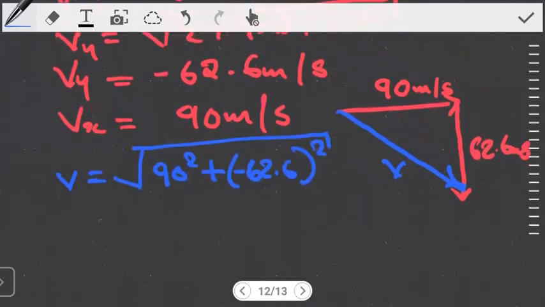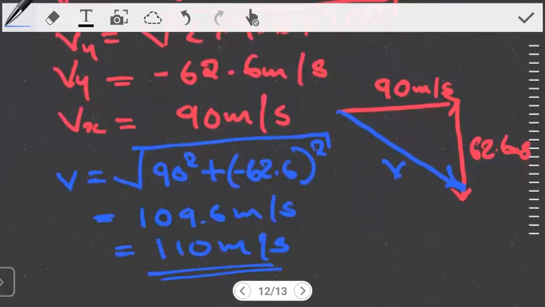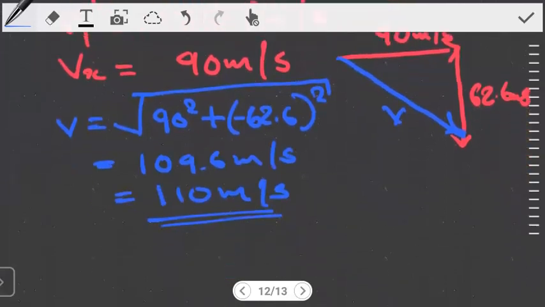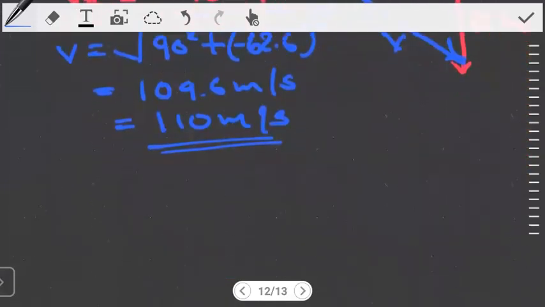If we work this one out, we're going to get V as 109.6 meters per second, but this is just 110 meters per second. So this becomes the velocity it actually hits the ground with. But this is using linear motion. You saw how we had to do that. We had to first get the final velocity in the y-axis. After that, we had to use Pythagoras theorem to combine the velocity in the y-axis and the velocity in the x-axis.